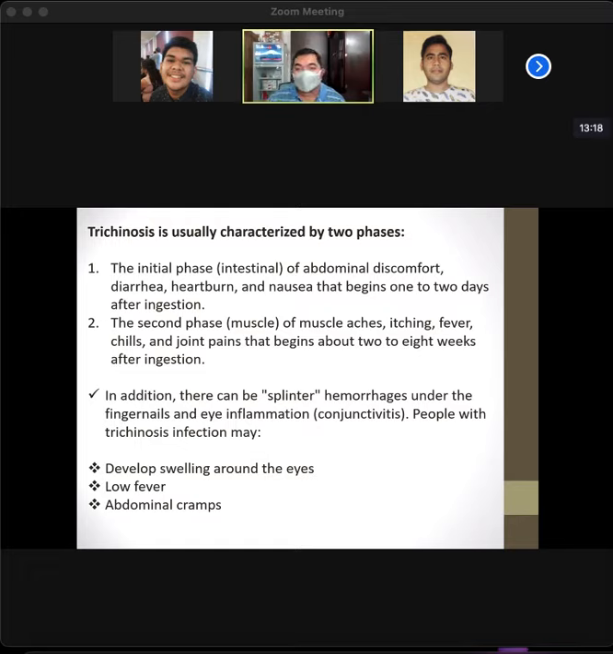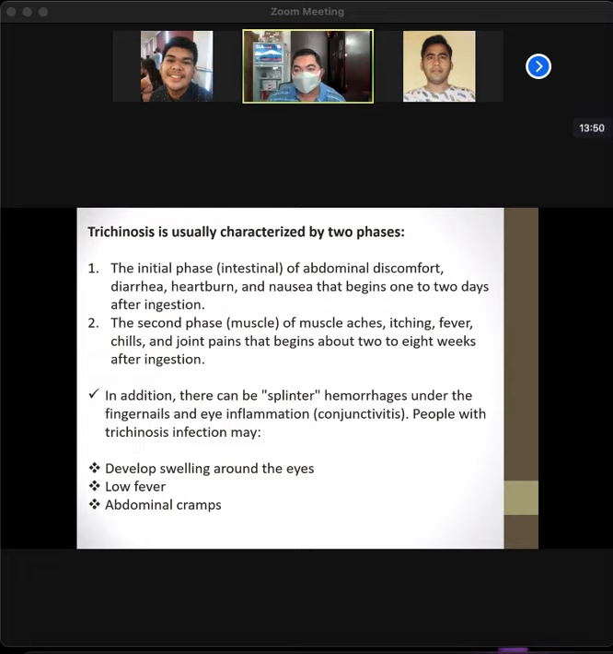The second phase is where the encysted larvae are already in the muscles. So that's why patients may complain of muscle aches, fever, chills, joint pains, etc. Remember it gets worse, going around 6 to 8 weeks after the ingestion, as it travels from one area to another.